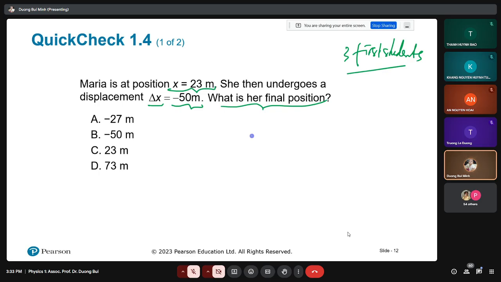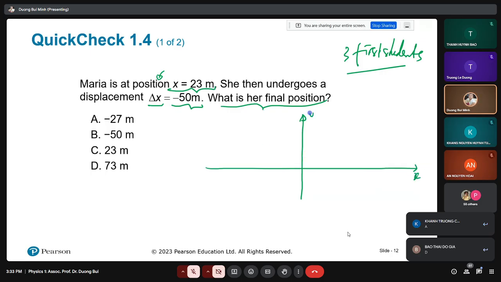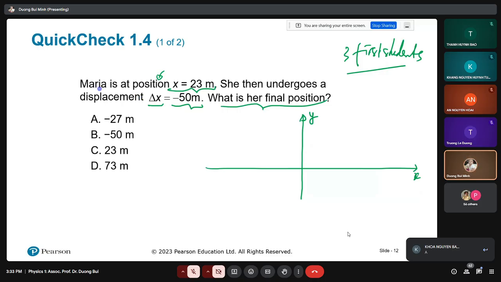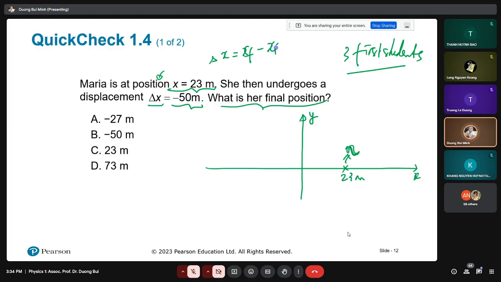Okay, time's up. Now look, as I mentioned before, when we analyze position or velocity or acceleration or displacement, you need to consider the coordinate. This is x, this is y. At the beginning, she is at the position 20 meters here. And then she undergoes a displacement of minus 50 meters. And delta x is x final minus x initial, we discussed before, right? The final position minus the initial position.